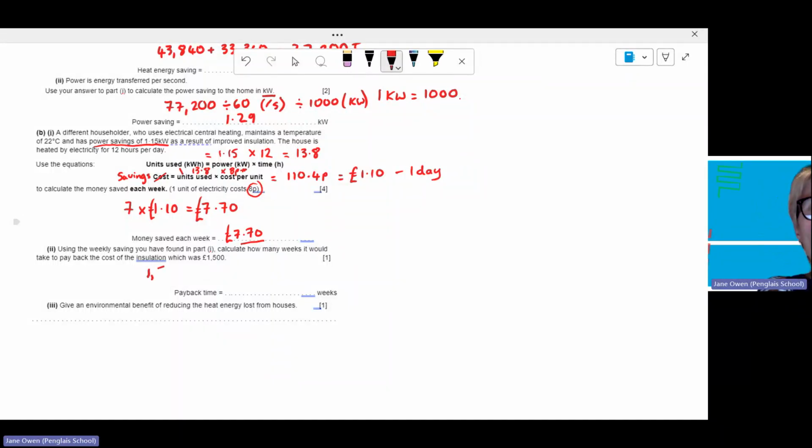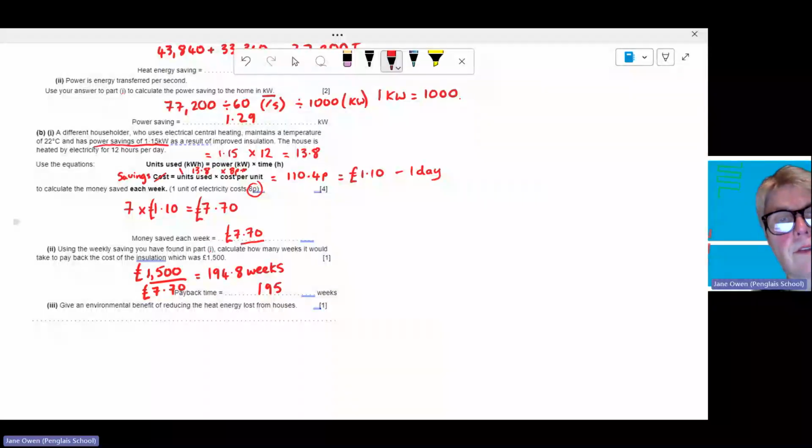So the total cost is £1,500 to install it. Divide it by £7.70 will be 194.8 weeks. Let's round that off to the nearest week, 195 weeks, because if we did 194, I wouldn't have paid it off then, but 195 weeks will have paid it off. So this is what we call the payback time.